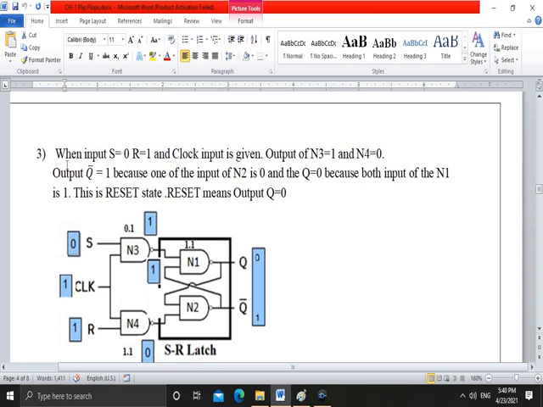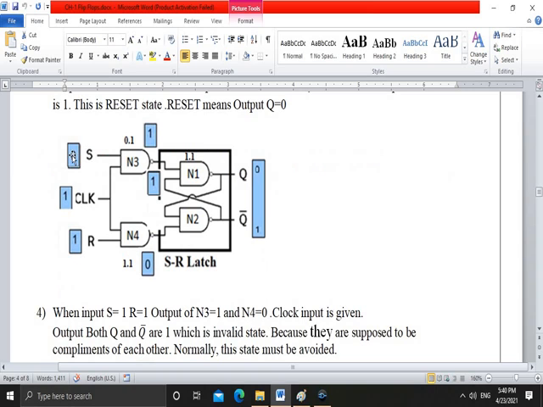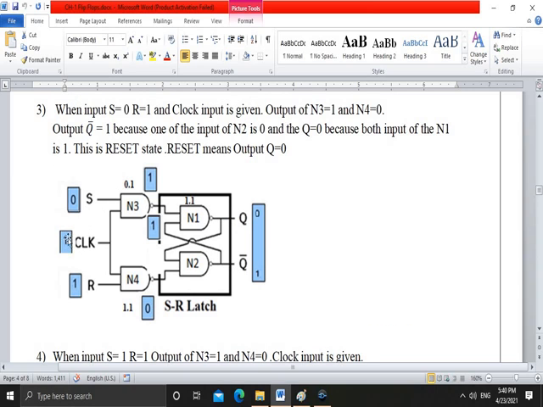Next, third, when input S is equal to 0, R equal to 1. S is 0, R is 1 and clock is given. So N3 input is 0 and 1. 0.1 is 0, complement 1, and 1.1 is 1, complement 0. So we can't find the output of N1 because its one input is 1. We can only predict the output of N2 because its one input is 0. So one input is 0 means output is 1. 1 is coming here. Input of N1 is completed.